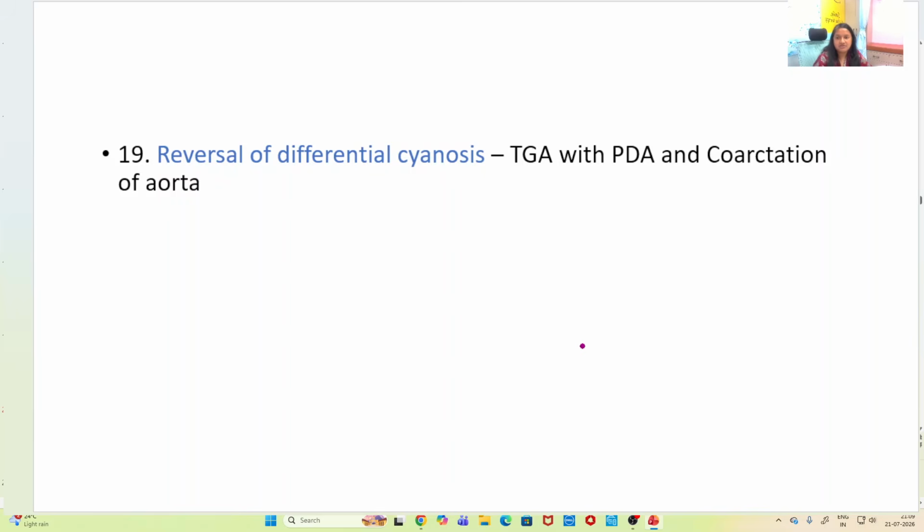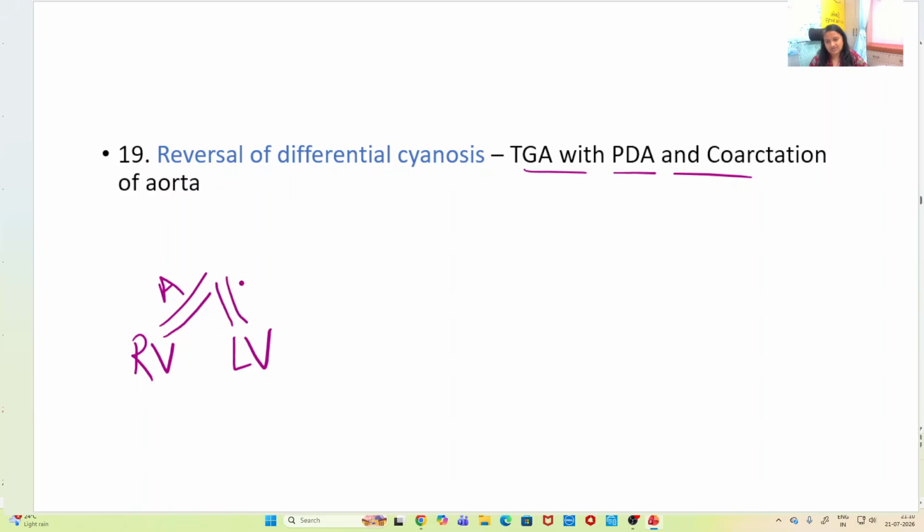Okay, what is reversal of differential cyanosis? Now you have to remember this: PDA, TGA with PDA, and coarctation of aorta. Okay, so basically in TGA what happens? This is the right ventricle, this is the left ventricle you are looking at. What arises from the right ventricle is the aorta, contrary to what happens normally. From the left ventricle what arises is the pulmonary artery, right?